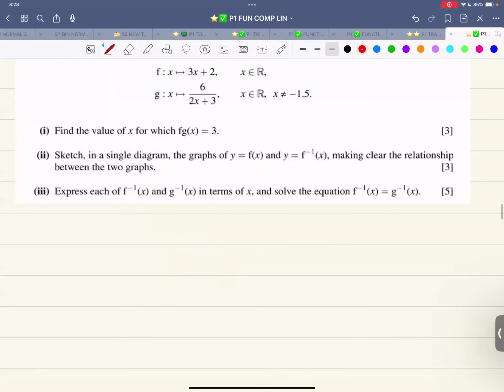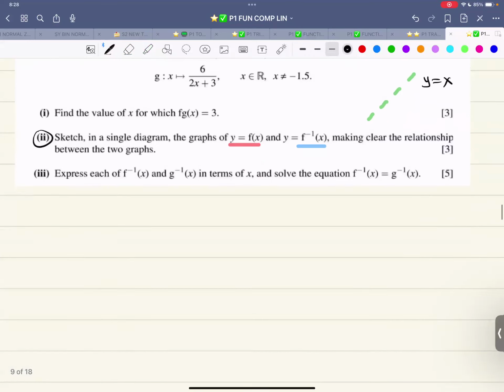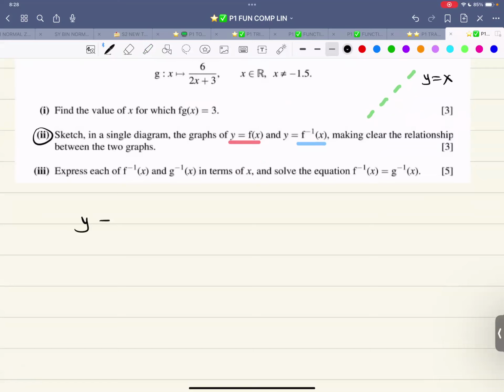That is the graphical thing. Very easy. So now it says, sketch in a single diagram the graph of y equals f(x) and y equals f inverse of x. So let me draw a graph in red color. Let me draw a graph in blue color. Let me draw the line y equals x as dotted in green color. So that is y equals x. And let's focus on this thing. So y equals 3x plus 2. y equals, or f(x) equals 3x plus 2.